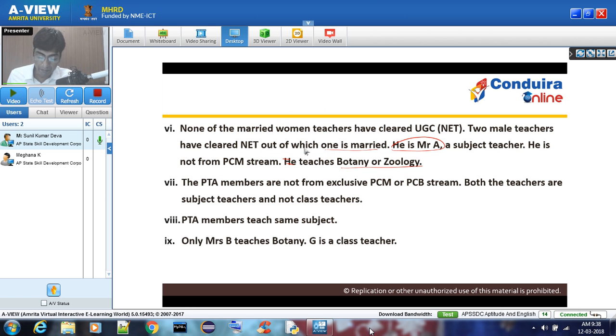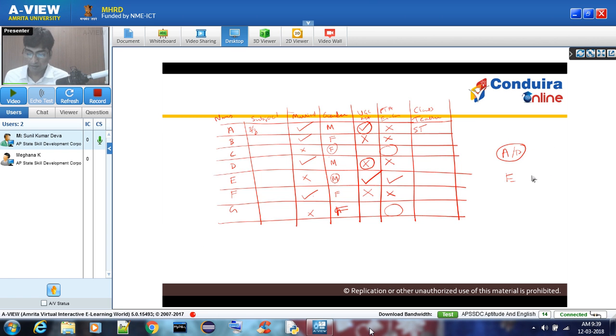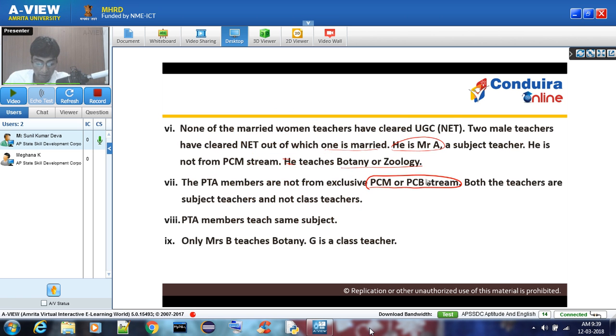The PTA members are not from exclusive PCM or PCB batch, means there should be a recognition of both. And both the teachers are subject teachers and are not class teachers. Okay, we might be able to use at least one way. The PTA person we have one. The other one has to be between C and G, and that person also happens to be a subject teacher, not a class teacher. But we still don't know who that person is.